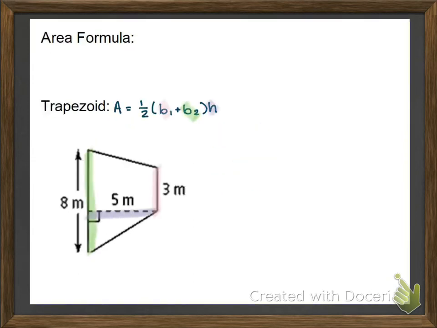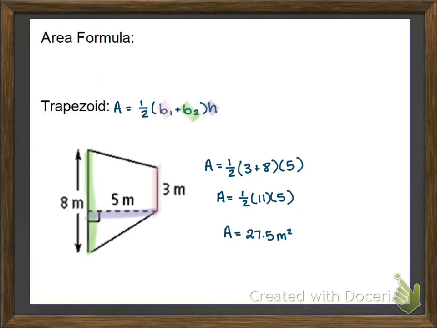Next, we have a trapezoid. So the area equals 1/2 times parentheses base 1 plus base 2, close the parentheses, and then multiply by the height. The height goes straight down from one base down to the other. So our bases are 3 and 8 in this example, and the height is 5. So plugging that in, we have 1/2 times 3 plus 8 times 5, so 1/2 times 11 times 5. So the area of this trapezoid is 27.5 meters squared.